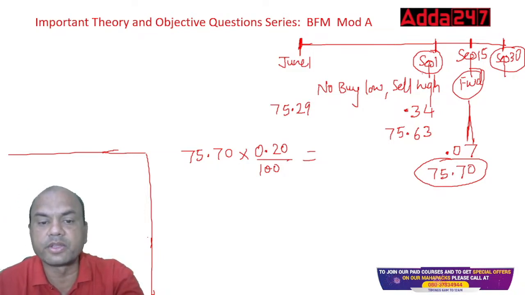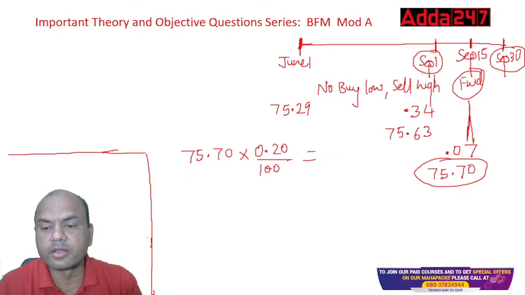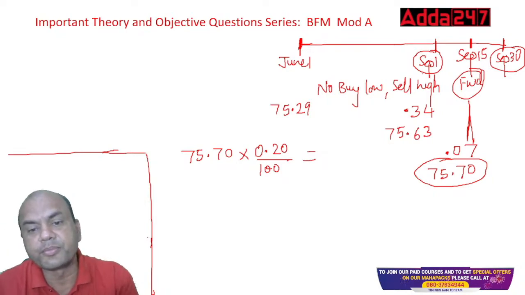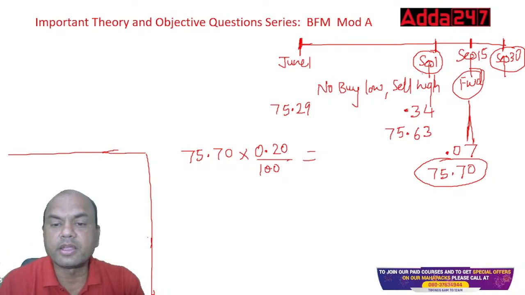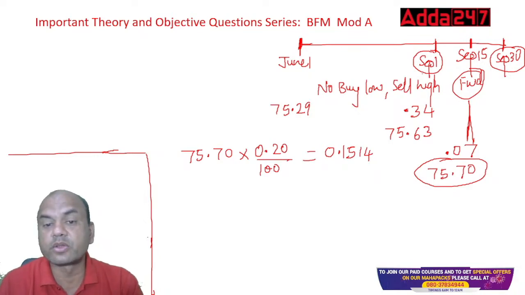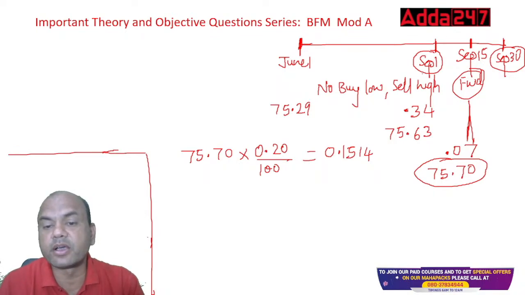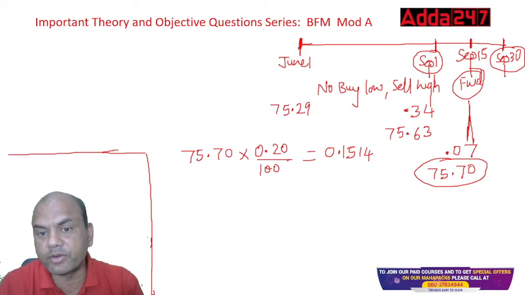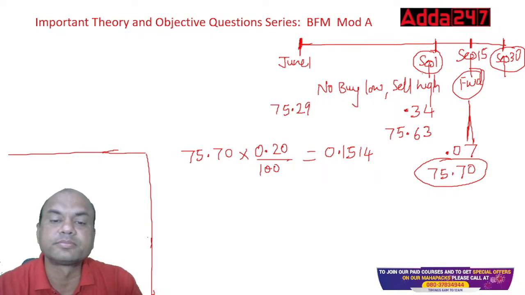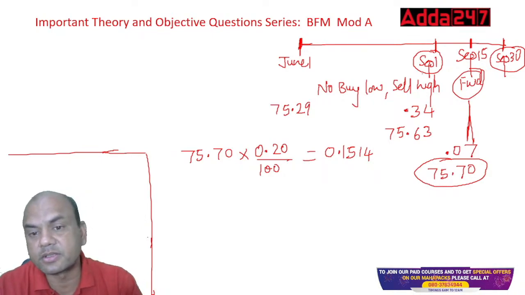Let me also try along with you. So 75.7 into 0.20. So 0.02 you can write it, or you can divide it by 100 later. So what is the answer you're getting? You're getting 0.1514, right? This is the answer you might be getting. So 0.002 into this. So 0.1514 you are getting. Are you getting this? Everyone type yes in the comment section if you are getting it. Are you getting the same answer?